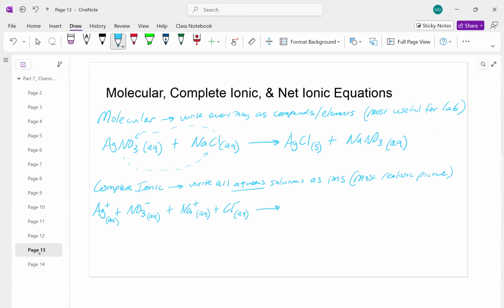And then if it's not aqueous, I leave it as is. So the silver chloride is a solid precipitate. It doesn't exist as ions in solution. It's a compound. But the sodium nitrate is dissolved in an aqueous solution, so I will write both of its ions.